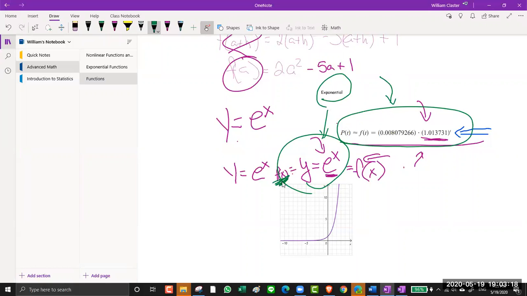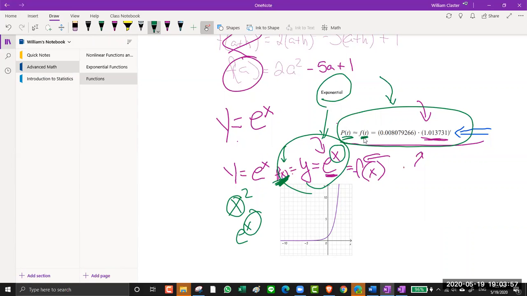What's the independent variable for this function? X. Right, x. What's the independent variable for this other function? It's t. Where is x in this function? Up here, right? It's in the exponent. We're not talking about this function, x squared, where x is down here. We're talking about e to the x, so x is up here in the exponent.